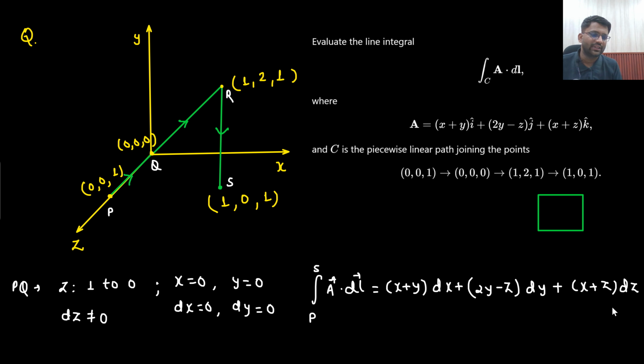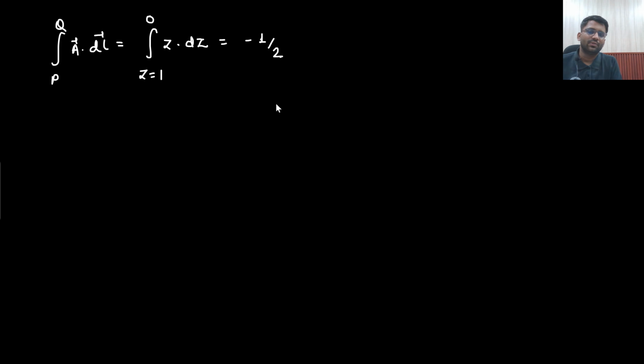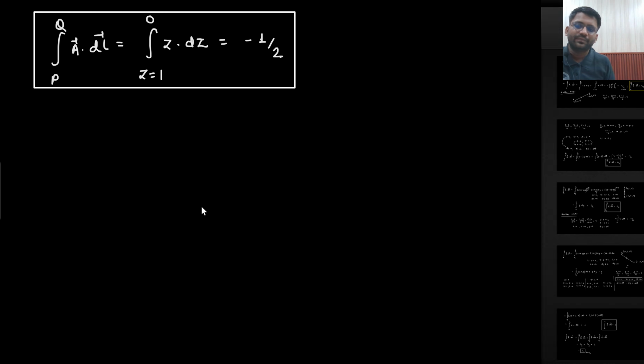So I put x equals 0. Z dz, I was getting, with z going from 1 to 0. Z going from 1 to 0. Answer is minus 1 by 2. This is the first we have got, P to Q. Now we need to go from Q to R.